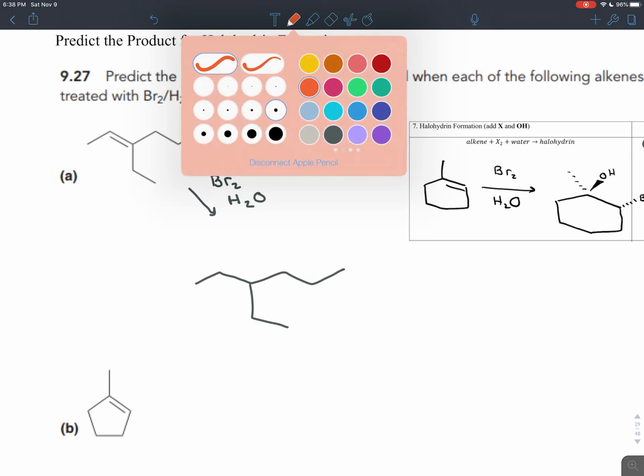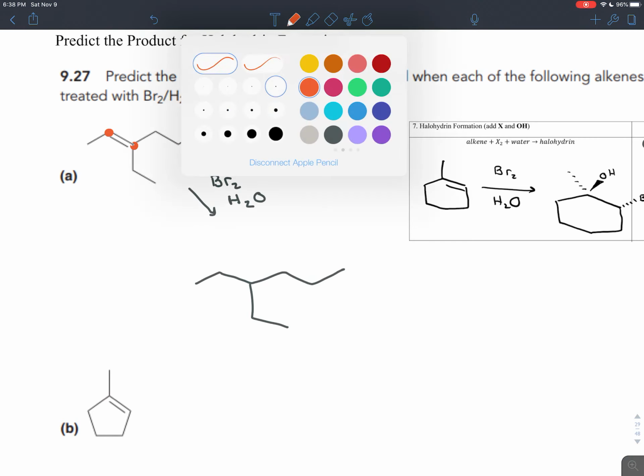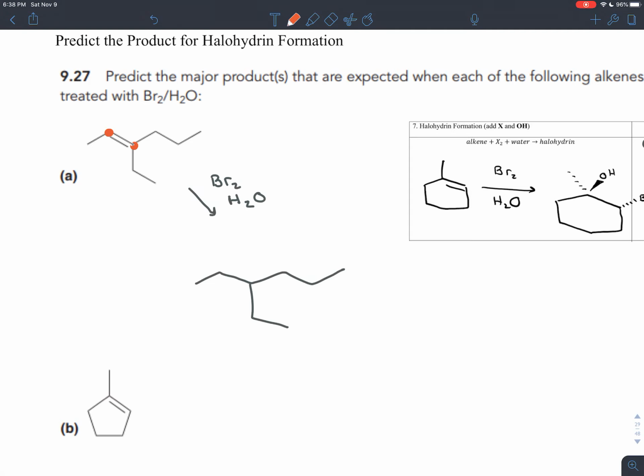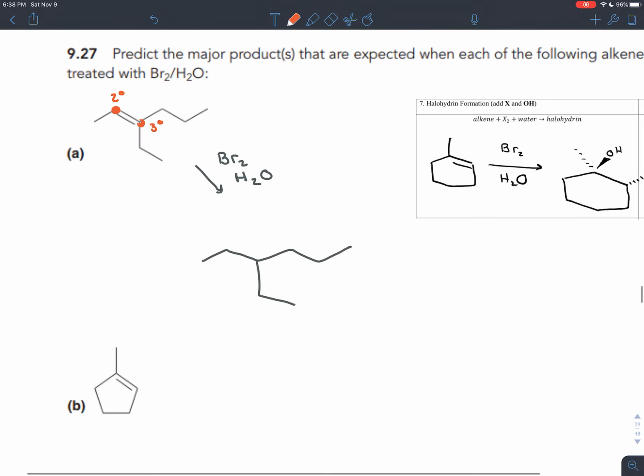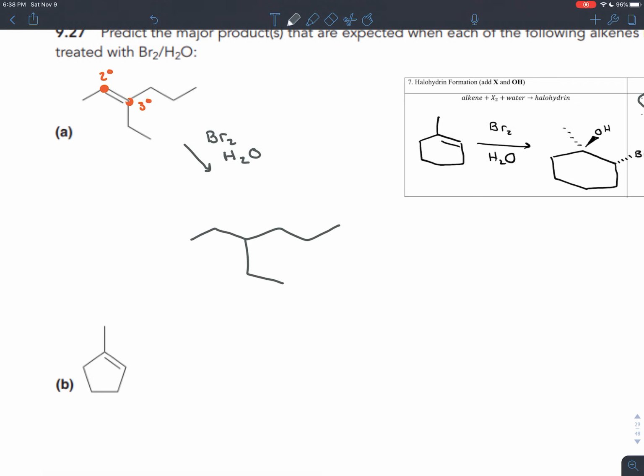Look at each of the two carbons in the double bond. We need to know which one is more substituted. The one on the left is bonded to 2 carbons, so it's secondary. The one on the right is bonded to 3, so it's tertiary. So we're going to add a bromine to the less substituted carbon and the water to the more substituted carbon. Furthermore, we're going to add them anti. So the bromine will go on the less substituted secondary carbon. If I draw it coming out, then when I draw the more substituted OH, it will have to be going in the opposite direction, namely pointing away.